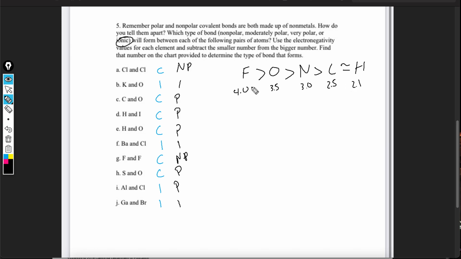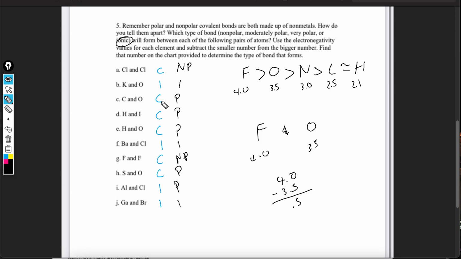Now, you could do it the mathematical way like they want you, right? Like let's say they had fluorine and oxygen. So F and O, 4.0, 3.5. You would do 4.0 minus 3.5, which equals, what do you think? Exactly, just 0.5. So there is a little bit of a mathematical rule if you're going to do it the math way. My way, I just do it based on how I see it.